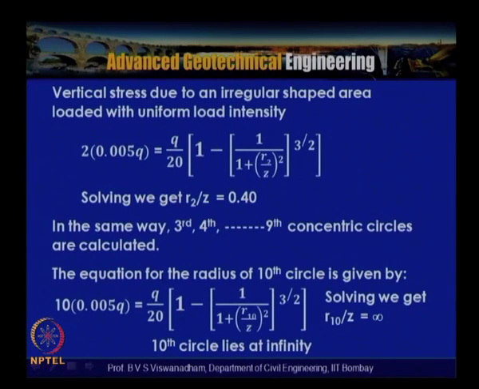Similarly, for the 10th circle, 10 into 0.005 Q, we get the radii of the different Newmark circles: R1, R2, R3, R4, R8, R9. So the radii of all these concentric circles can be calculated. Now the equation for the radius of the 10th circle is given by, as I said, 10 into 0.005 Q.